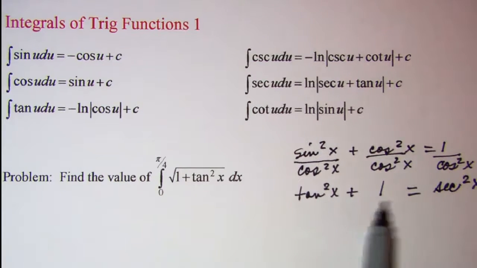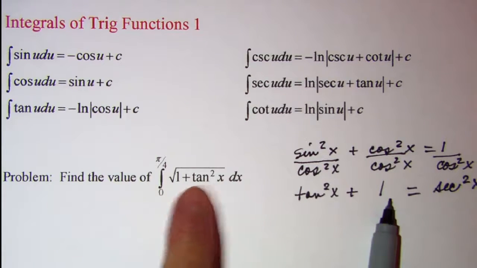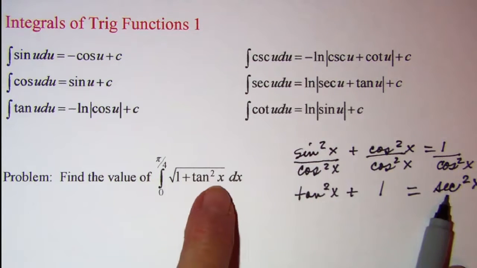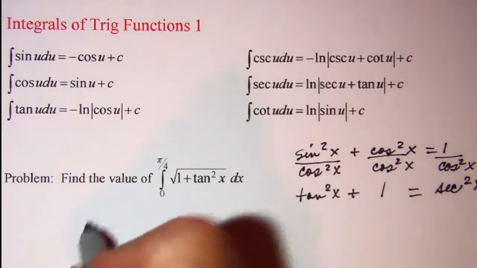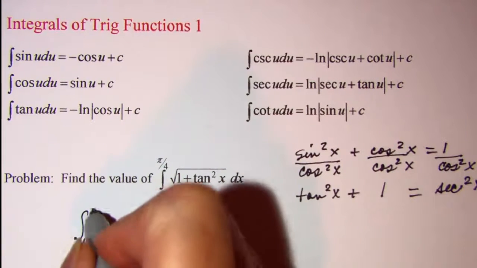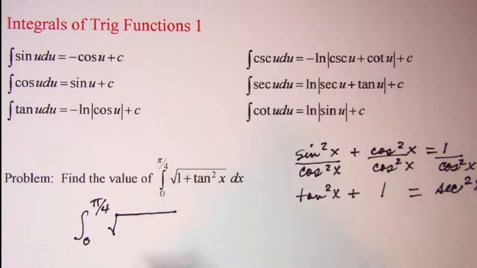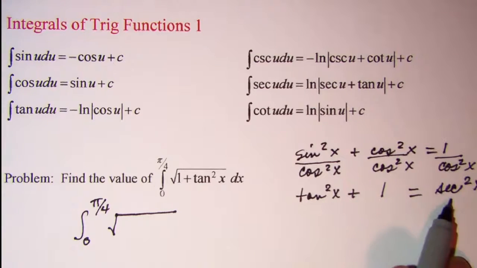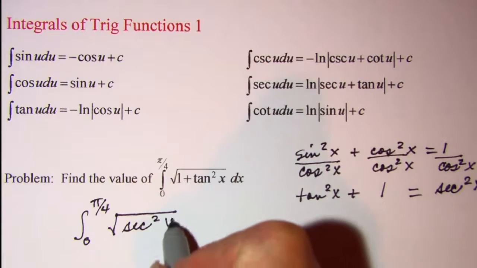So I know then that tangent squared plus 1, which I have under the radical, the radicand, is the same as secant squared x. So I can take 1 plus tangent squared x out and put in secant squared x. So my problem now is the integral from 0 to pi over 4 of the square root of, and then instead of a radicand of 1 plus tangent squared, I'm going to have a radicand of secant squared x.